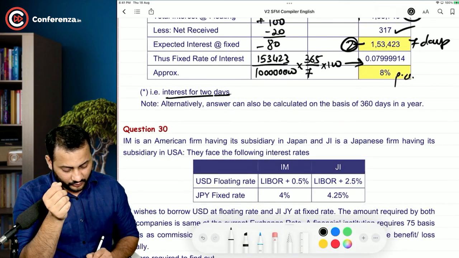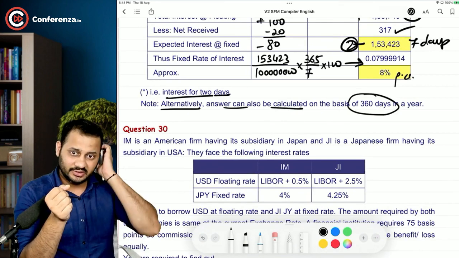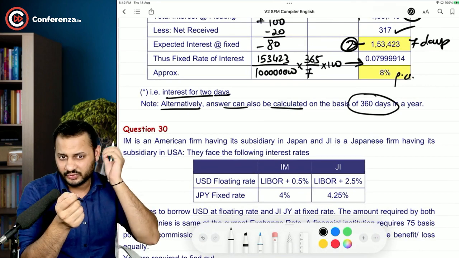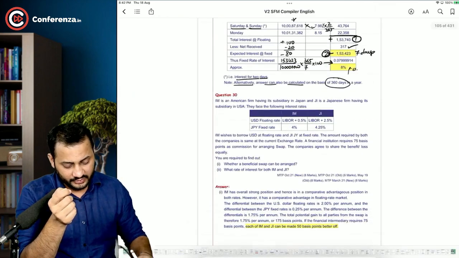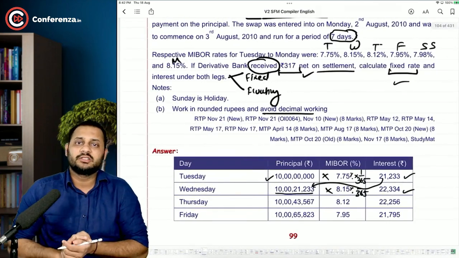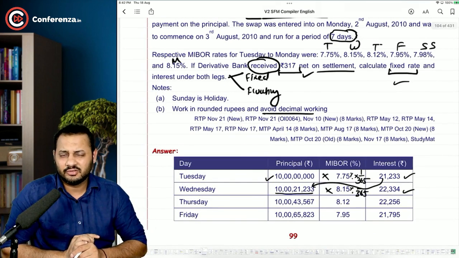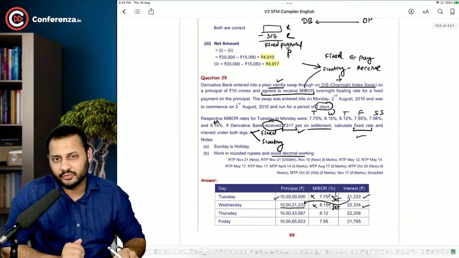This is the interest rate for 7 days. Alternatively, the answer can also be calculated on the basis of 360 days in a year, so the answer will change to that extent. I hope you understood this. Every day we are making a calculation and the settlement is happening at the end of the 7 days. I hope you have understood it. It's easy, it's not that difficult. It's just the calculation that you need to understand.